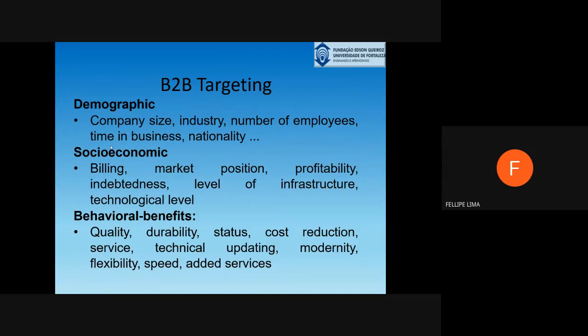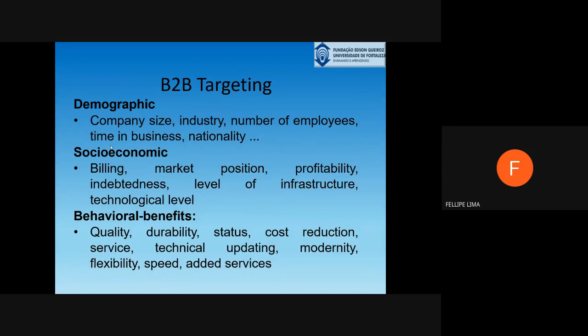When you are thinking about B2B, B2B campaigns are different because you have to think not about a specific buyer, but about the company. You have to think about the morals, the targets, and the mission of the company that you want to do business with. So when we are talking about demographics, we are talking about company size, number of employees, socioeconomic level, the market position, how profitable that company is, the infrastructure of that company, the technological level, and the product you are trying to sell.